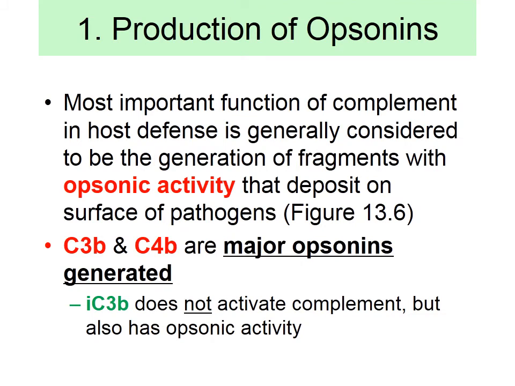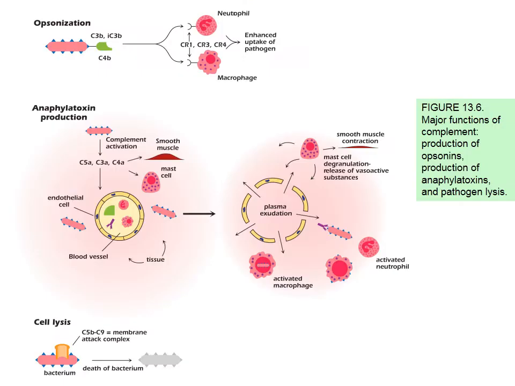Production of opsonin, this is the most important function of complement, especially as a part of host defense. And it's generally considered to be the generation of fragments with opsonic activity that basically deposit on the cell surface. There are two major opsonins which are generated, C3b and C4b. Remember, B is basically the portion, not an A, because A stands usually for anaphylatoxins. Now also keep in mind that iC3b does not activate complement, but it may have or does have opsonic activity.